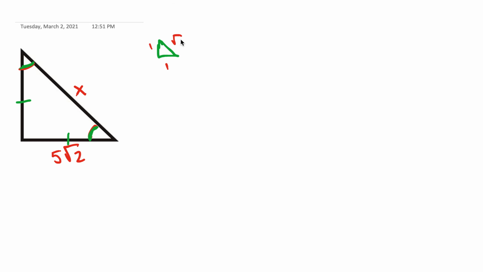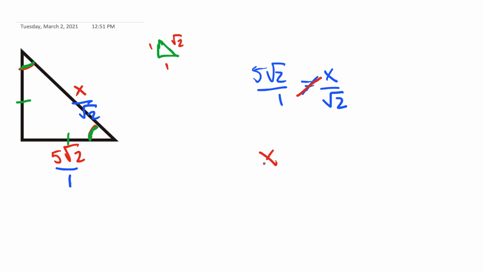1, 1, radical 2. So we're going to match. The side goes with 1, the hypotenuse goes with radical 2. So 5 radical 2 over 1 equals x over radical 2. When we cross multiply, x times 1 becomes x, or 1x. 5 radical 2 times radical 2. So in my class, I hope we've now learned how to multiply. Radicals go with radicals, whole numbers with whole numbers. Technically there's a 1 here. 5 times 1 is 5.